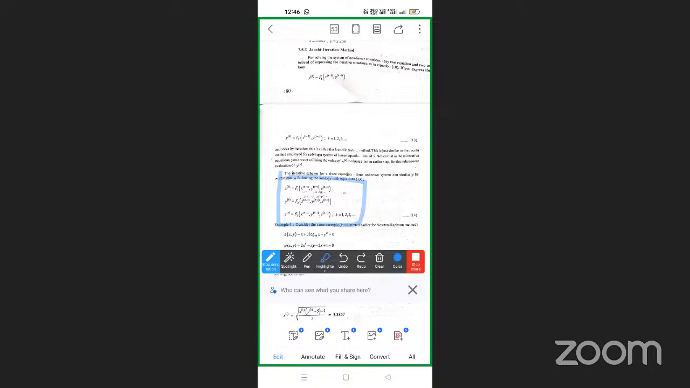Jacobi iteration method, system of 3 variables, the same. x^k is equal to f1 of x^(k-1), y^(k-1), z^(k-1). So y^k, the kth iteration, is equal to f2 of x^(k-1), y^(k-1), z^(k-1). Next, z^k is equal to f3 of x^(k-1), y^(k-1), z^(k-1), where k is equal to 1, 2, 3. So these are the kth iteration values of 3 variables. Here only 2 variables, x, y. Here 3 variables of Jacobi iteration method.